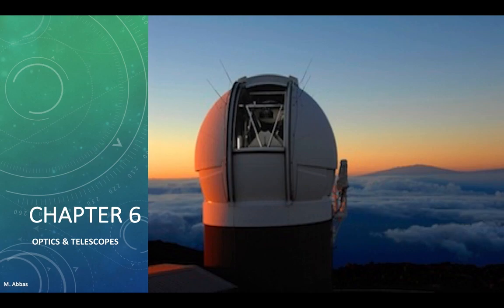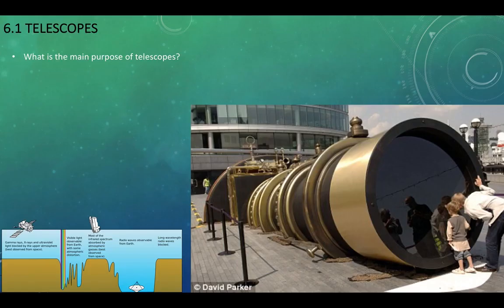Hi everyone. Today we're gonna be talking about chapter 6. It's about optics and telescopes. So, mainly we're gonna discuss the two main telescopes astronomers use to do observations, and we're gonna also talk about the mechanism and how they work. We're gonna give some examples about some of the large telescopes we have today here on Earth.